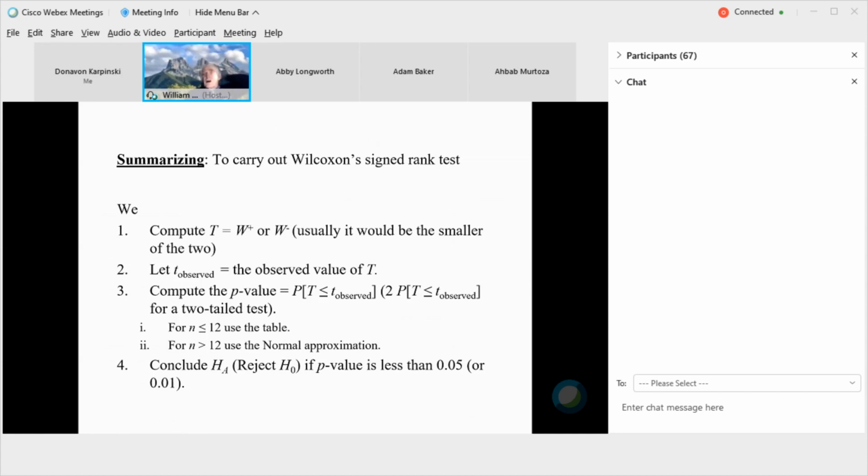To carry out Wilcoxon's signed rank test, you compute either W plus or W negative. Usually you use the one which is the smaller of the two. Let T observed be the observed value of T. Compute the p-value, the probability of getting a value that's smaller, or even smaller. For n less than or equal to 12, you use the table. For n greater than 12, you use the normal approximation to compute those p-values, and reject H naught if the p-value is small, less than 0.05 or 0.01. So maybe we'll stop at that point.